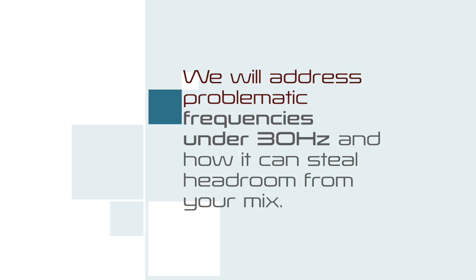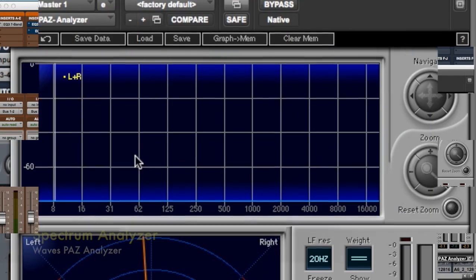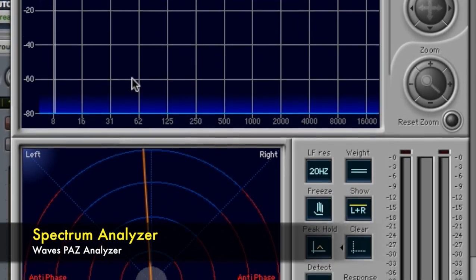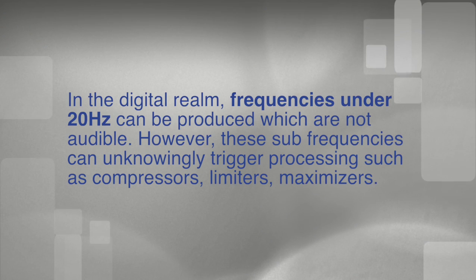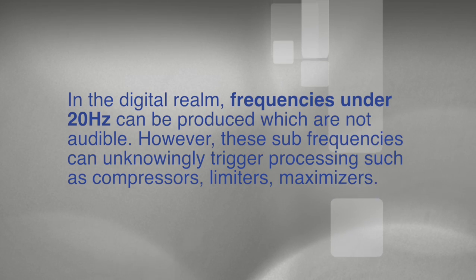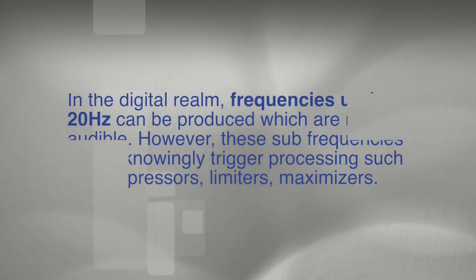So how can we do that? I like to use a spectrum analyzer to see what's actually going on with the sound and the mix. Because we are in the digital realm, we can have frequencies way below 20 hertz in synthesizers and different instruments and samples. Let's look at a clap we actually have here.